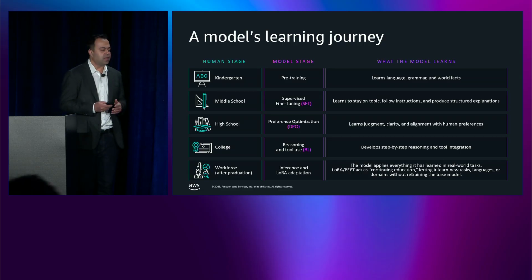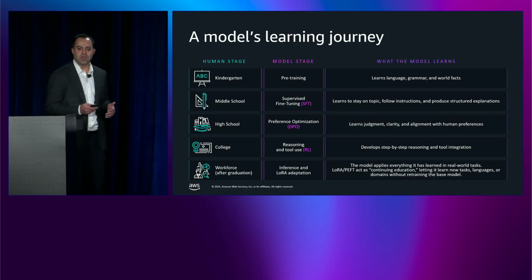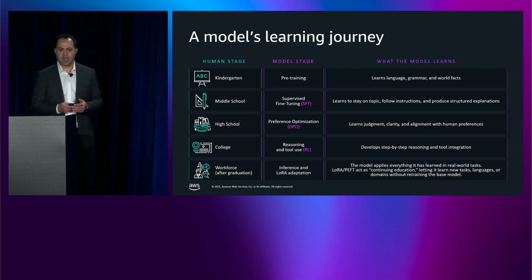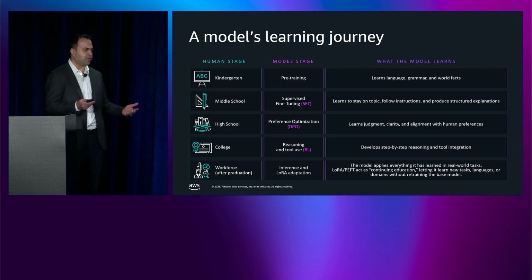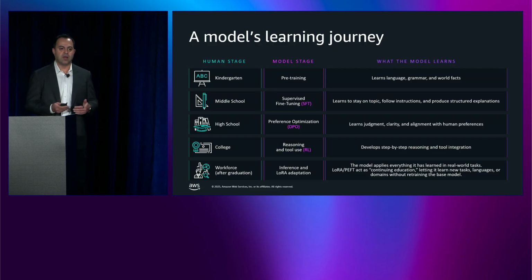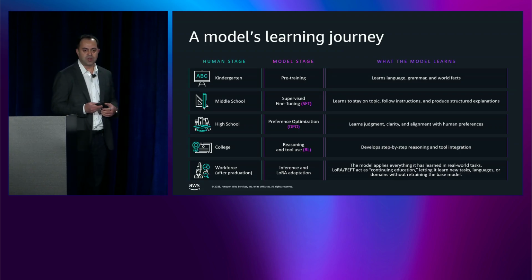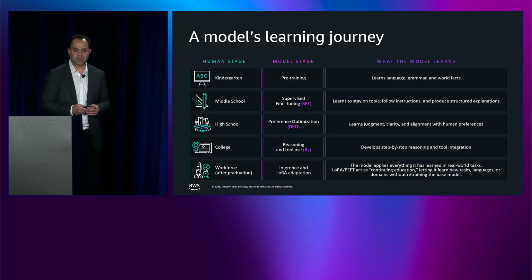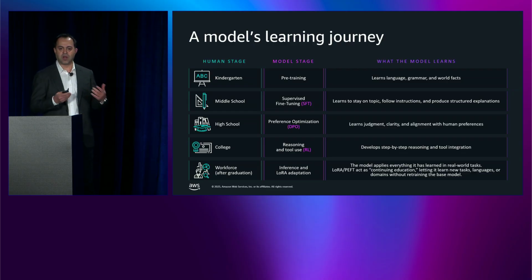Now, the next stage is preference optimization. At this stage, the model learns how to not just be correct, but how to be good. So it's exposed to ranked and rated examples of responses that it learns from, and it understands what humans think is concise, clear, and aligned with social norms. This is similar to how high school students refine their communication and tone through feedback from teachers. And in our model's case, the model is learning judgment and empathy.